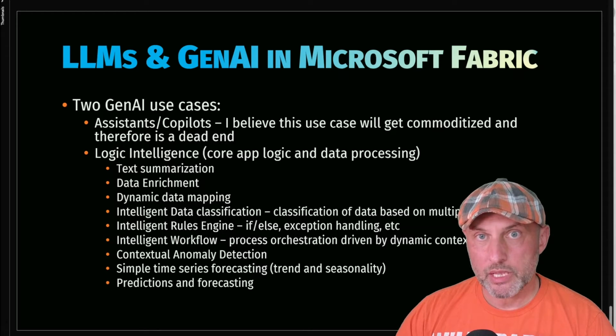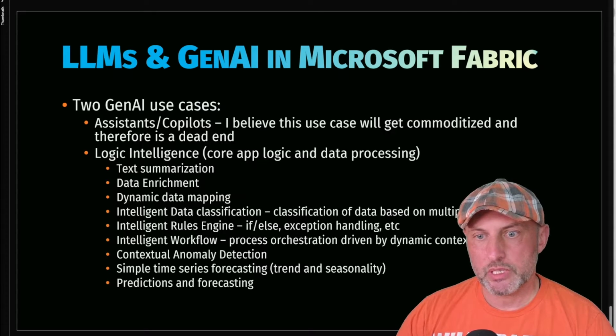What I'm super excited about, and I think what's going to completely change our world as we know it, is the second use case, and I call it logic intelligence. So this is intelligence as it relates to core app logic and business and data processing. Now, I intend to cover all of these in detail at some point, and let's take a look at some of these examples. Number one is we have text summarization. Everyone who's used ChatGPT is familiar with this. I don't need to talk much about that.